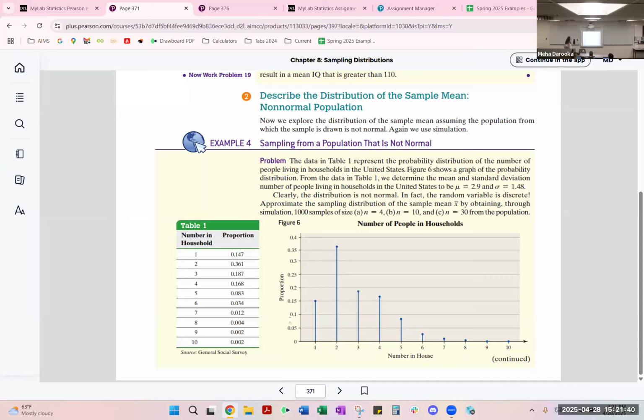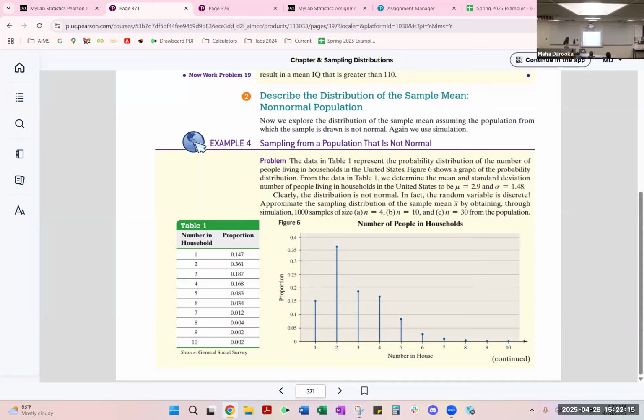From table 1, we determined that the mean is approximately 2.9 people living in a household, and a standard deviation of 1.48. And of course, as you can see from that graph, it's obviously not a bell-shaped curve, so we know this probability distribution is not normal. They are also telling us that we have a discrete random variable here, because you can see how those lines are not connecting, or it's not a continuous flow, like a bell curve is. So these numbers are discrete.